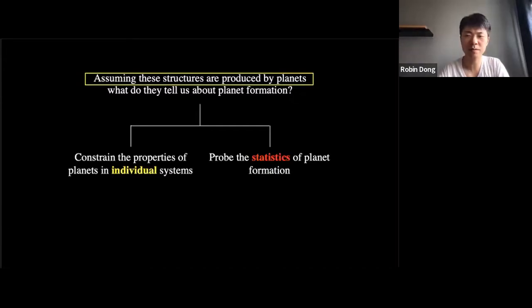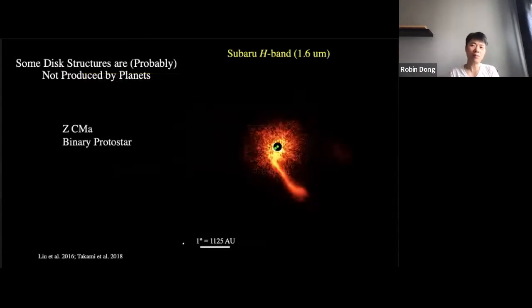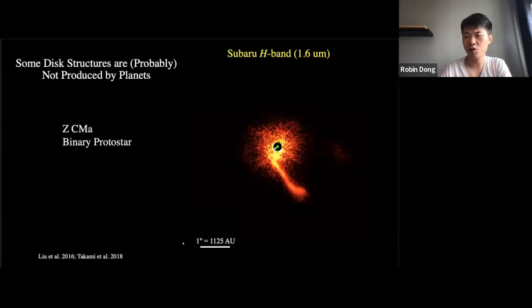Are we sure? It's probably not a surprise to you that we think not all disk structures are produced by planets. Alternative hypotheses have been proposed to explain disk observations without planets. At the moment, in most cases, it's still hard to tell which mechanism is actually working. That said, in some cases, nature offers enough clues that make us think the non-planetary mechanism may actually be more likely.